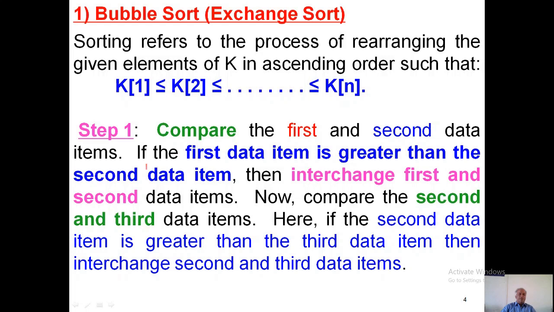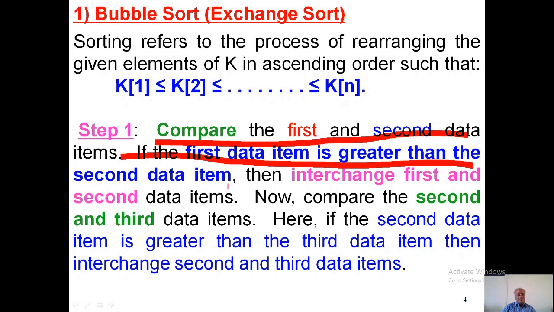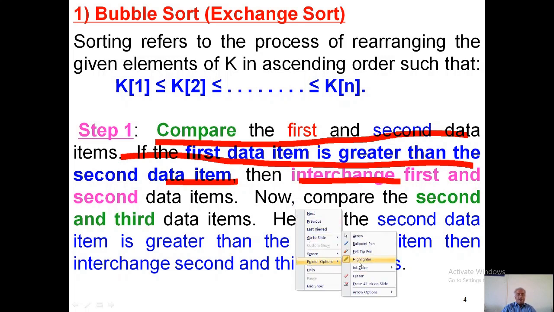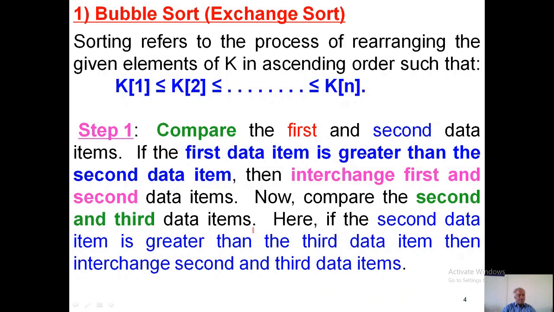How can bubble sort work? Compare the first and second data items. If the first data item is greater than the second, then interchange them. If it is less, not at all a problem. Now compare the second and third data items. If the second is greater than the third, then interchange them. Similarly, you can proceed.